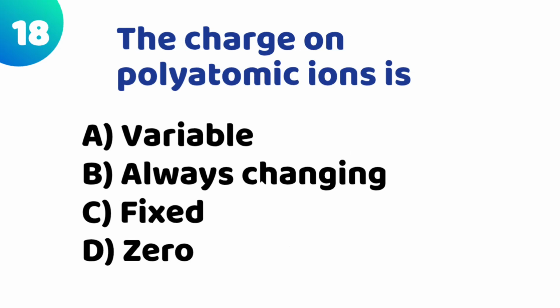18th case. The charge on polyatomic ions is option A, variable, option B, always changing, option C, fixed, option D, 0. The correct answer is option C, fixed.